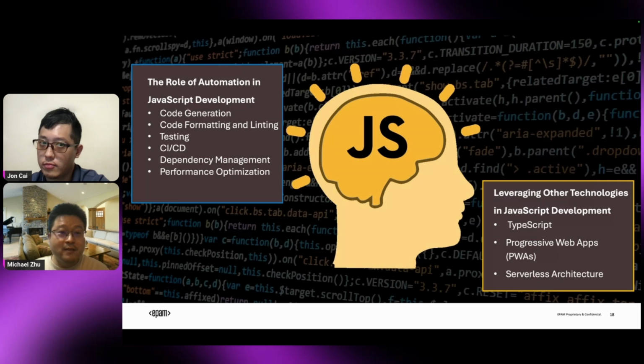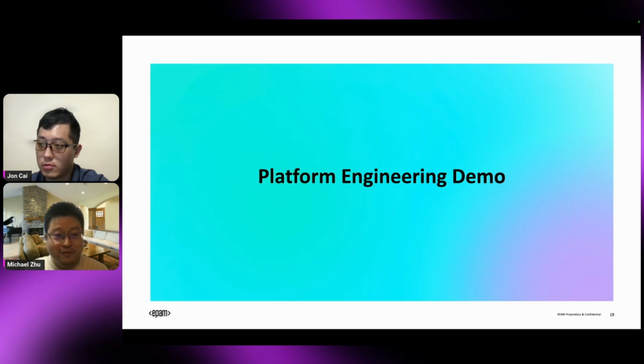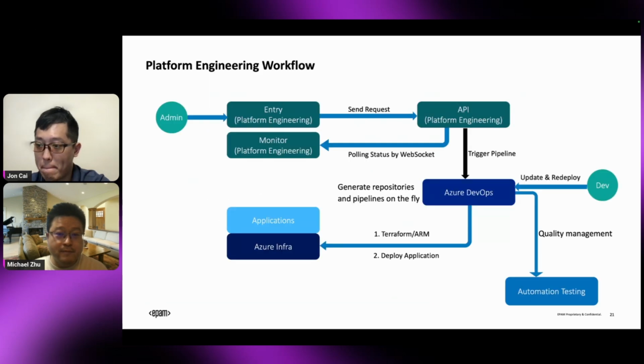So for this, I think the role of automation and JavaScript development, code generation, is a lot of concepts here. We will try to show how we combine everything with the cloud, DevOps, a lot of stuff. Maybe we can go to the next. Let me borrow 10 minutes for our demo. We are going to give a platform engineering demo.